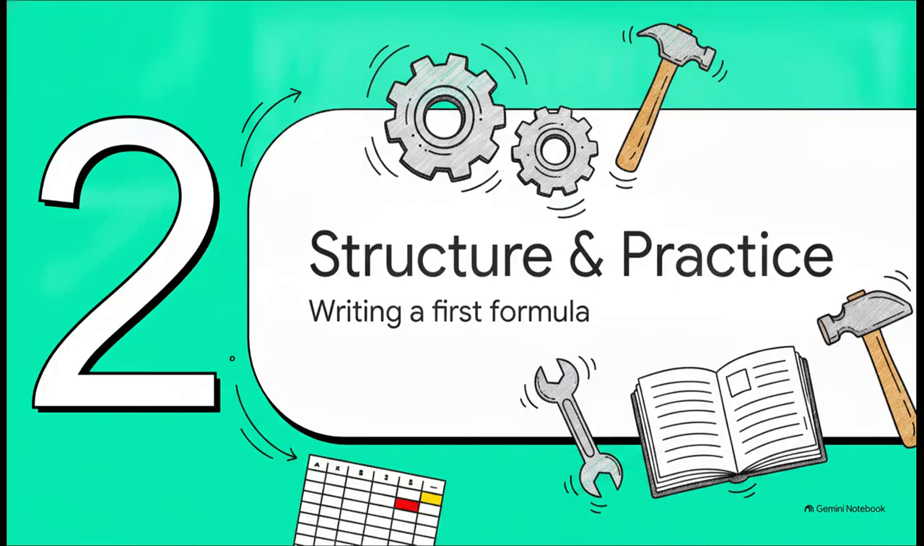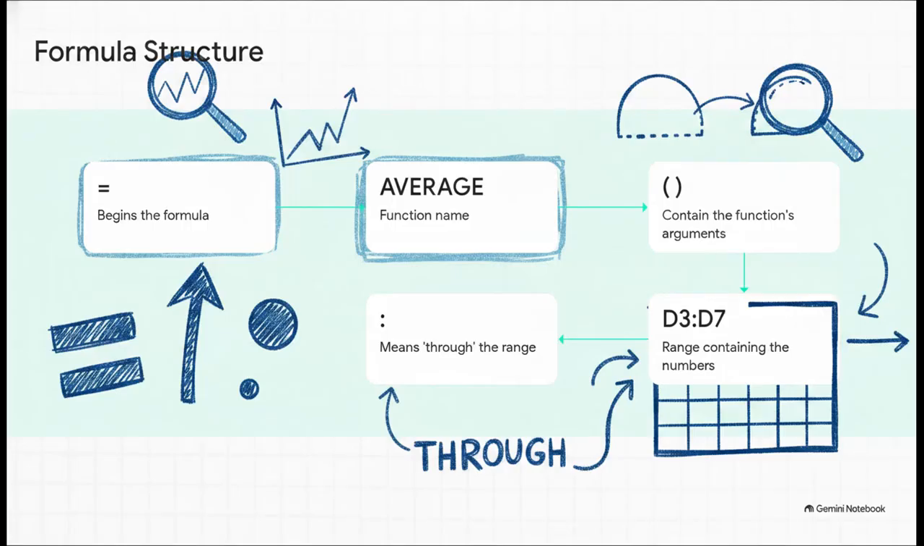Section 2. Structure and guided practice. Writing and applying your first formula. All right, let's roll up our sleeves and actually write this. The syntax is surprisingly simple, but understanding the anatomy is absolutely crucial to using it effectively. Let's break it down. Every single formula in Excel starts with the equal sign. That tells the software, hey, we're doing some math now. Next is the function name, average, spelled out completely.